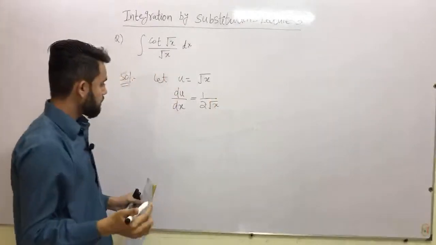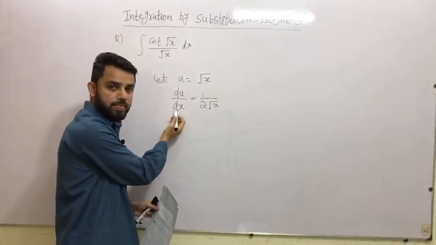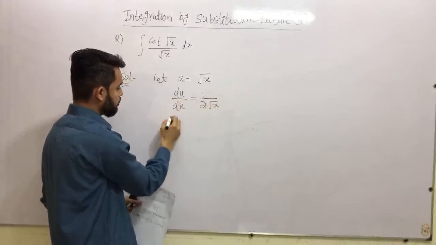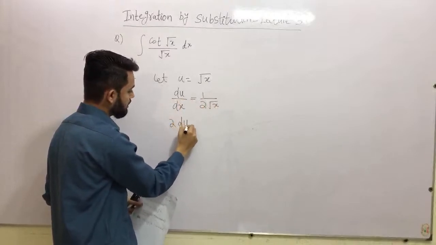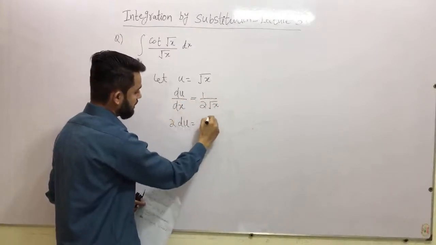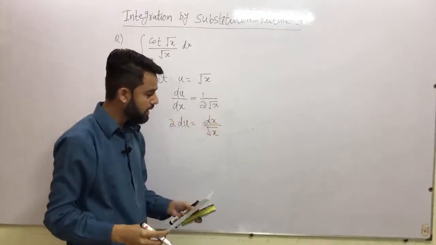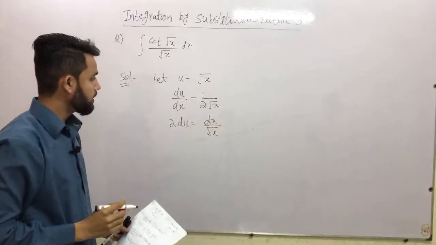Okay, now since dx is over here, and I want to keep x on one side, 2 will come over here in the denominator, 2 du, and dx will come over here, dx over square root x. All right, now this is what we have got so far.